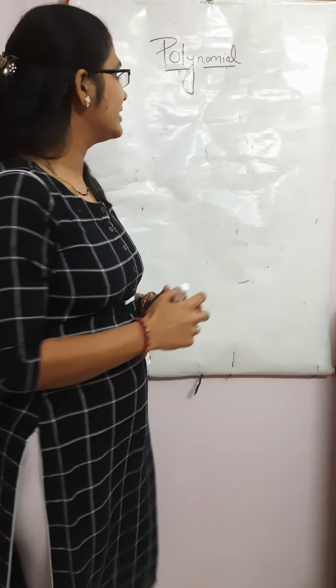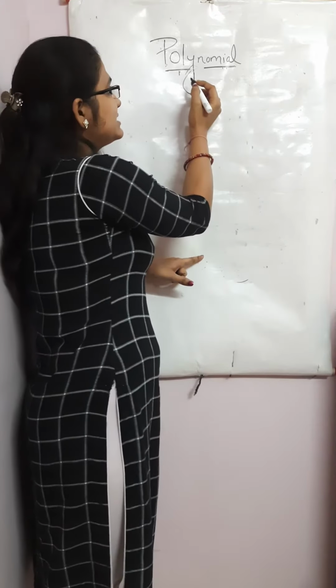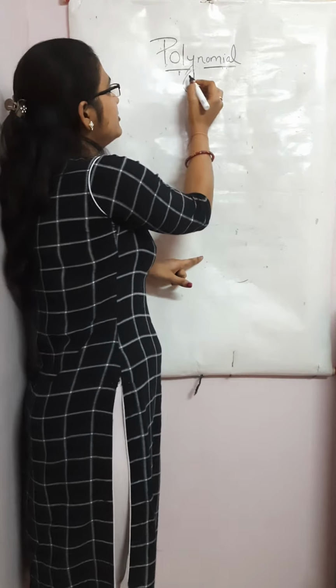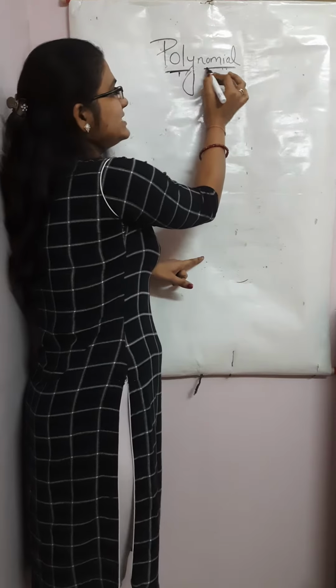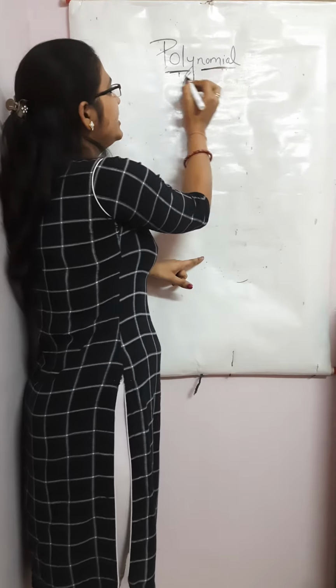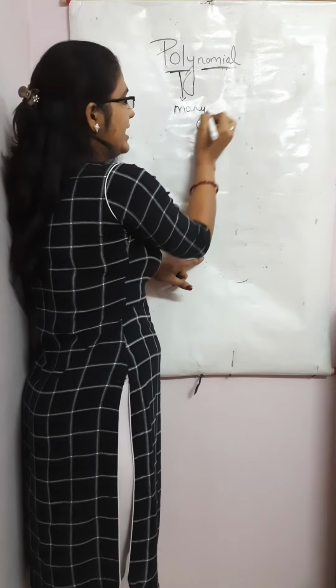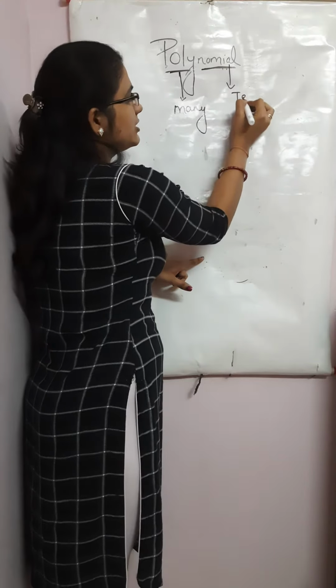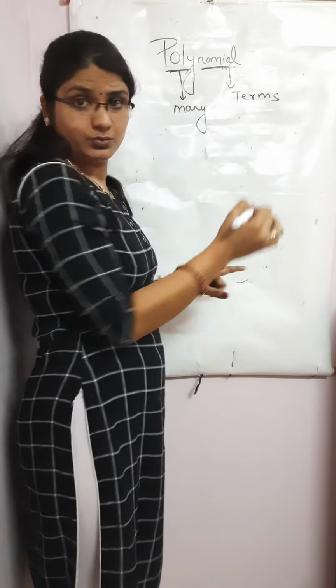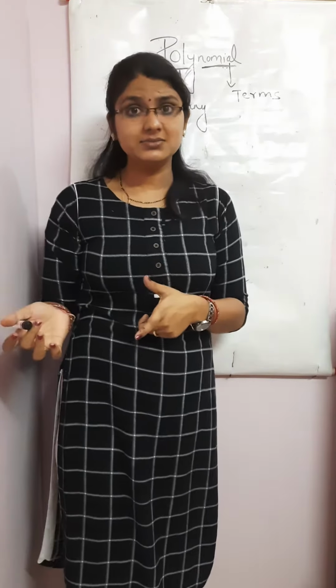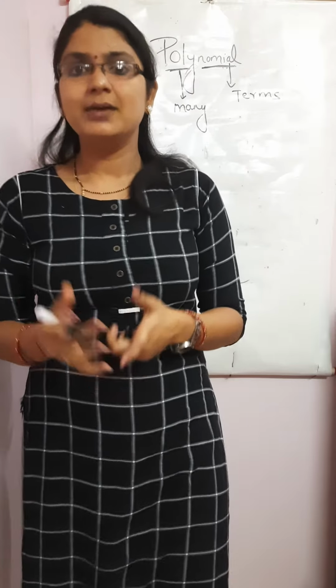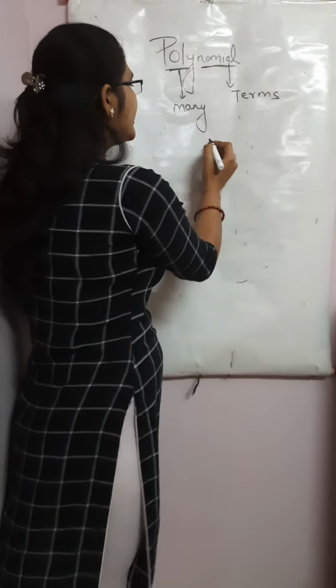As you can see, polynomial is made up of two words. First one is poly and second one is nomial. Here poly means many and nomial means terms. So polynomial means many terms, and in mathematics many terms means algebraic terms.